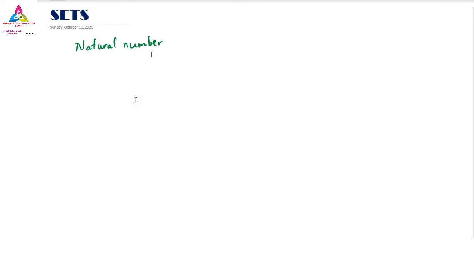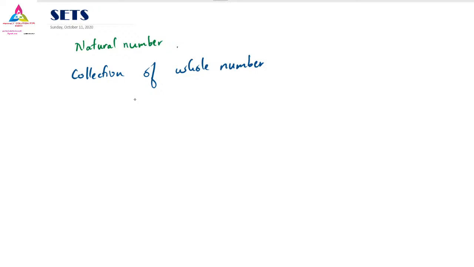Similarly, we have lots of examples for sets. One more example is the collection of whole numbers. This is also called a set because a set is a collection of numbers, whether natural numbers or whole numbers. I can take one more example, the collection of the states of India. These are examples of sets.